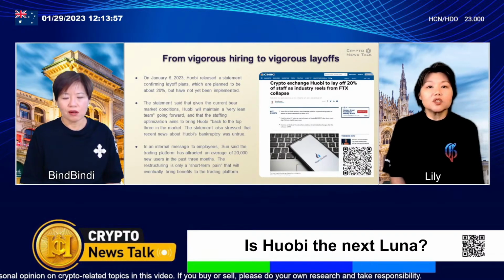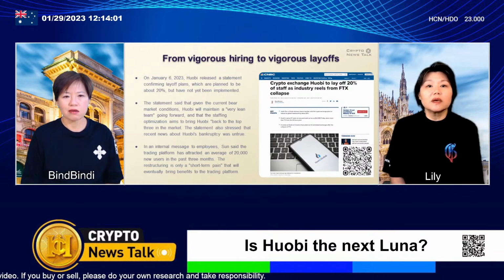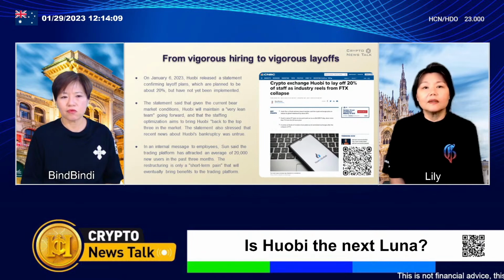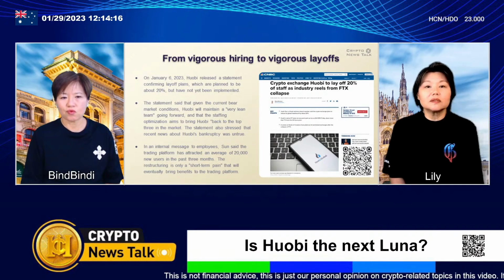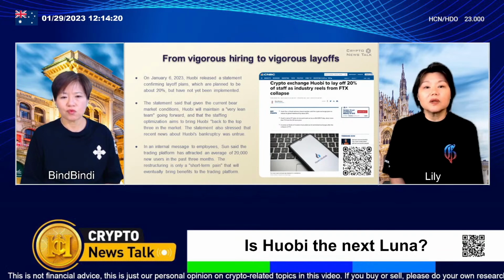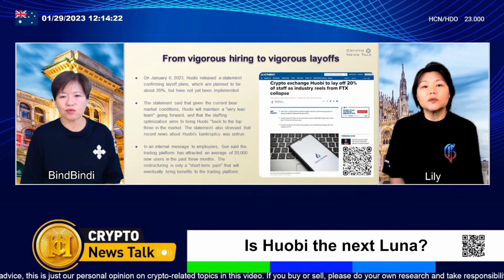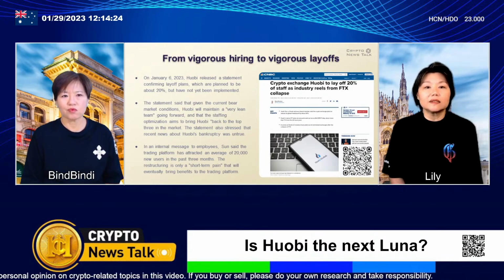In an internal message to employees, Sun said the trading platform has attracted an average of 20,000 users in the past 3 months. That is suspicious. The restructuring only needs short-term pain, so it's just a way to cover up, to smooth over whatever is being manipulated.